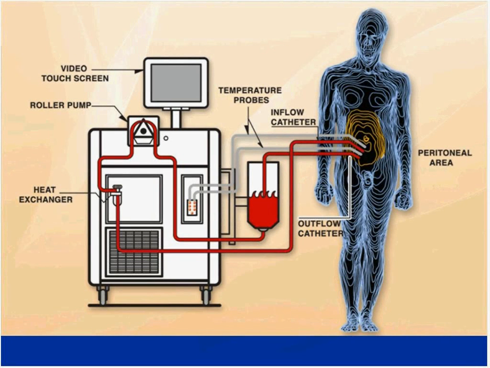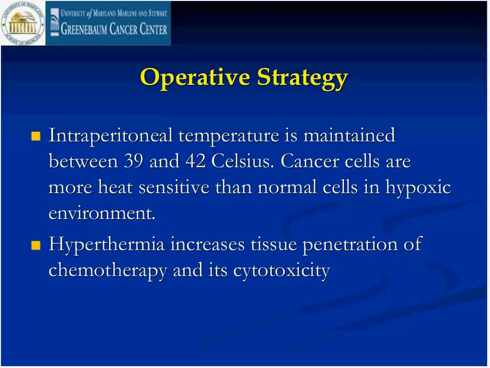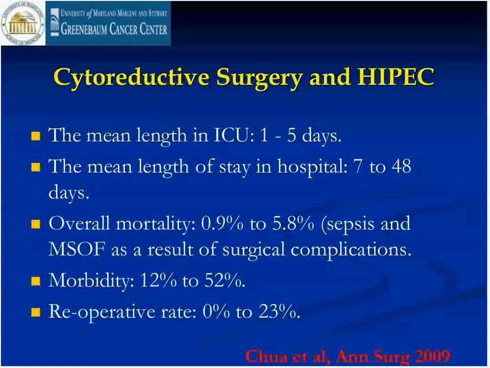And usually we do that for about 90 minutes while the patient is asleep under anesthesia at the time of the surgical procedure. The temperature is maintained between 39 and 42 degrees Celsius. The reason for that high temperature is cancer cells are more heat sensitive than normal cells in a hypoxic environment. So that leads to increased tissue penetration of the chemotherapy and also potentiates its effectiveness. So that's the reason why we use hyperthermia associated with the chemotherapy.